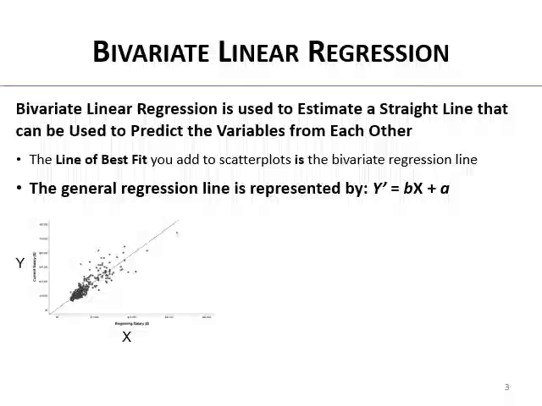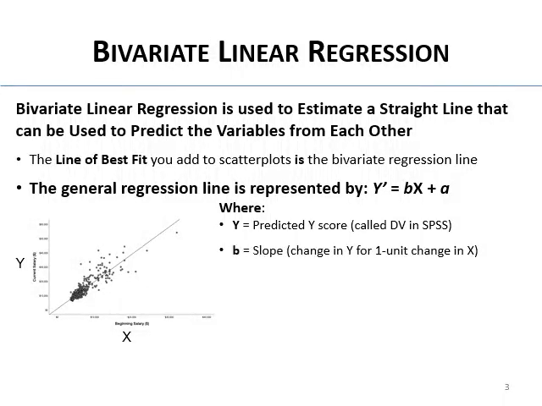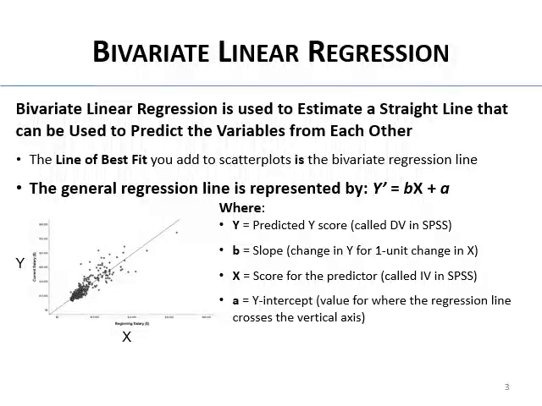That line can be represented by this equation: y prime equals bx plus a, where y is the predicted score. It's called the DV in SPSS. The thing you're trying to predict is y. B is the slope, the change in y for a 1-unit change in x. So it's the rise over run from back in the day. X is the score for the predictor variable, so it's the IV in SPSS. That's the one you're using to predict y.